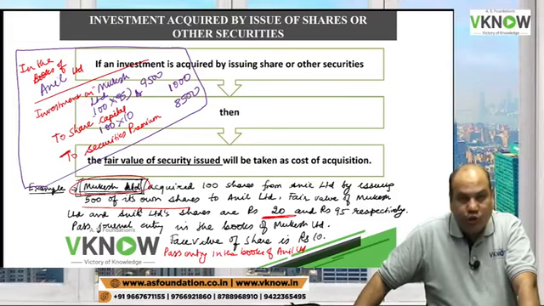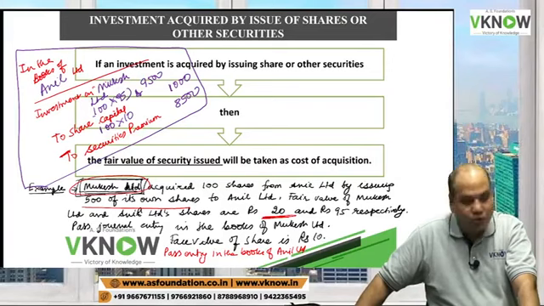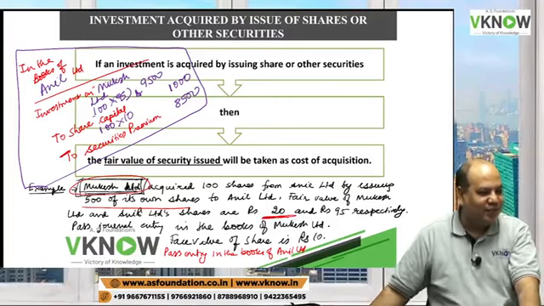100 shares were issued at rupees 95. So the answer is investment in Mukesh Limited account debit 9500, to share capital account 1000, to securities premium 8500. This is the right answer. Amazing.